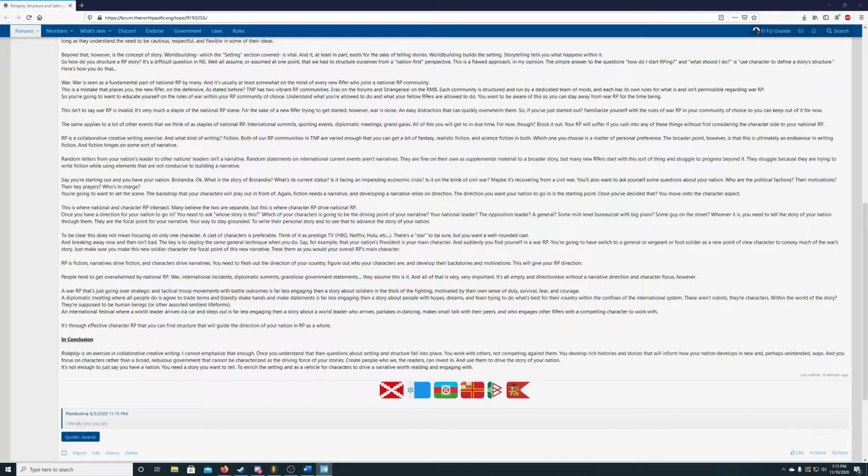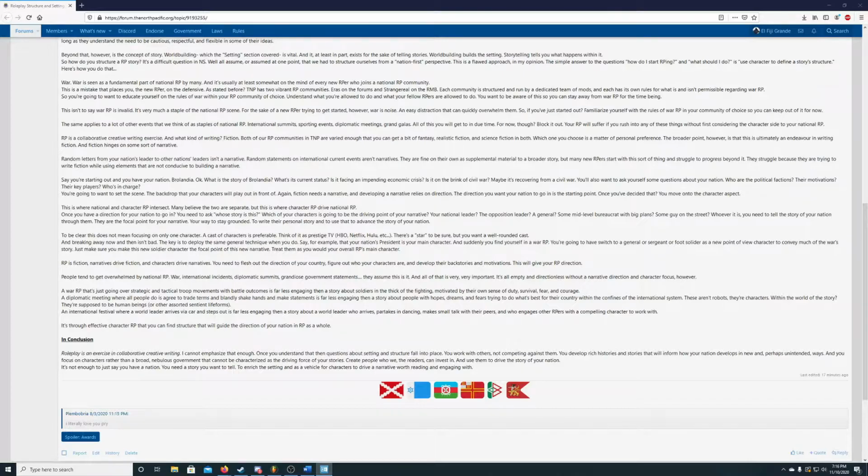RP is a collaborative creative writing exercise. And what kind of writing? It's fiction. Both of our RP communities and TNP are varied enough that you can get a bit of fantasy, realistic fiction, and science fiction in both. Which one you choose is a matter of personal preference. The broader point, however, is that this is ultimately an endeavor in writing fiction, and fiction hinges on some sort of narrative.